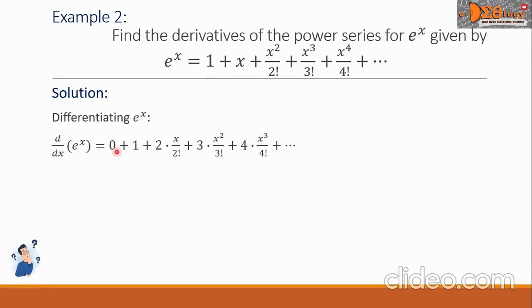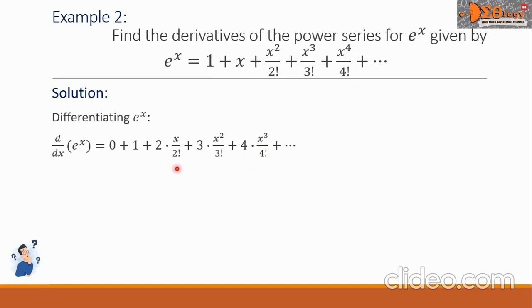So derivative of 1 is 0 plus derivative of x is 1 plus derivative of x squared over 2 factorial will be 2 times x over 2 factorial plus derivative of x cubed over 3 factorial is now 3 times x squared over 3 factorial plus derivative of x raised to 4 over 4 factorial is now 4 times x cubed over 4 factorial plus and so on.